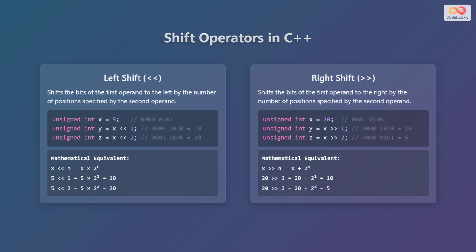Mathematically, x left shift n is equal to x times 2 to the power of n. For example, 5 left shift 1 is equal to 5 times 2 to the power of 1, which is equal to 10, and 5 left shift 2 is equal to 5 times 2 to the power of 2, which is equal to 20.